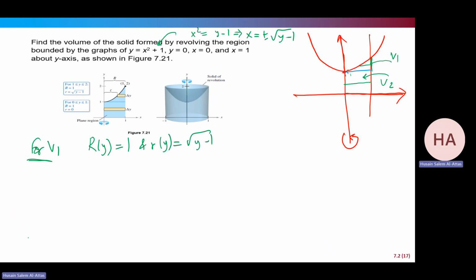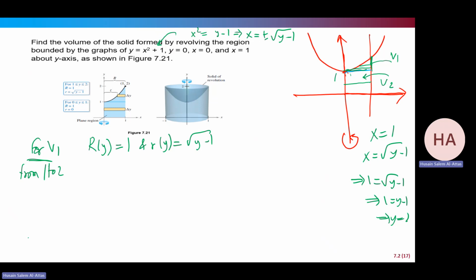Now, from where to where? I need to find this point, and the line is x equal 1. So I take the intersection between x equal 1 and x equal square root y minus 1. If you equate them, 1 equals y minus 1, so y equals 2. So for V1, I'm talking about from 1 to 2. The other one is from 0 to 1. I will come to that.